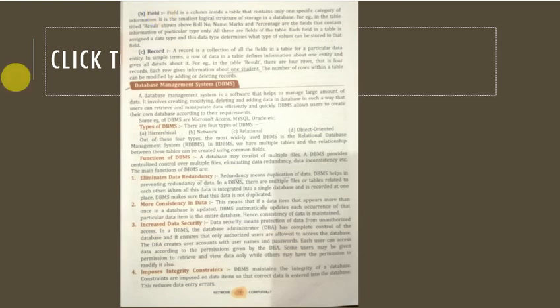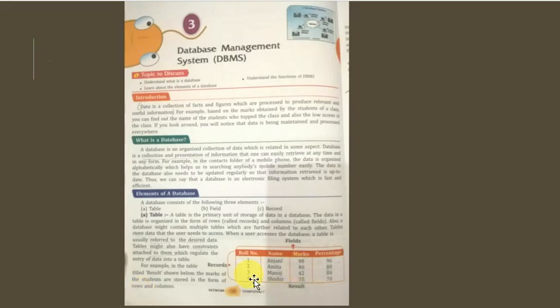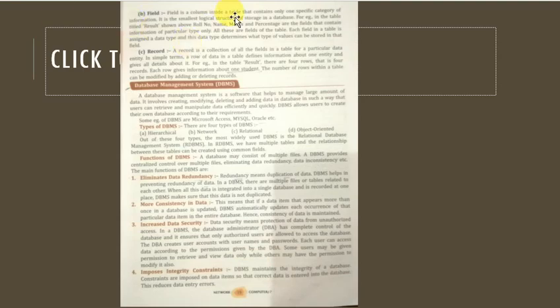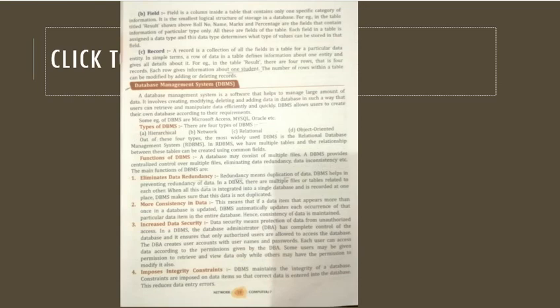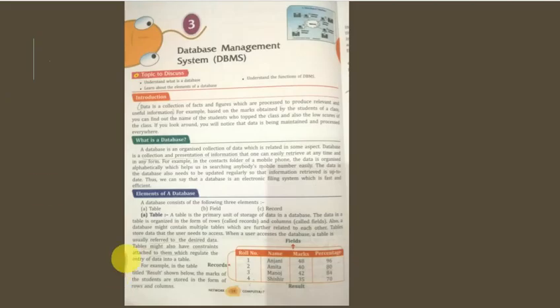Okay, so what is a field? A field, as I have already mentioned, is the column. So marks, percentage, name, and roll number are fields. All right, so a field is a column inside a table that contains only one specific category of information. Like for example, ये सिर्फ marks को contain करता है और कुछ भी नहीं. Okay, next is record. A record is a collection of all the fields in a table for a particular data. Okay, so record क्या है? Record is all the information of roll number 2. So roll number 2 की पूरी इंफॉर्मेशन इसमें आती है.